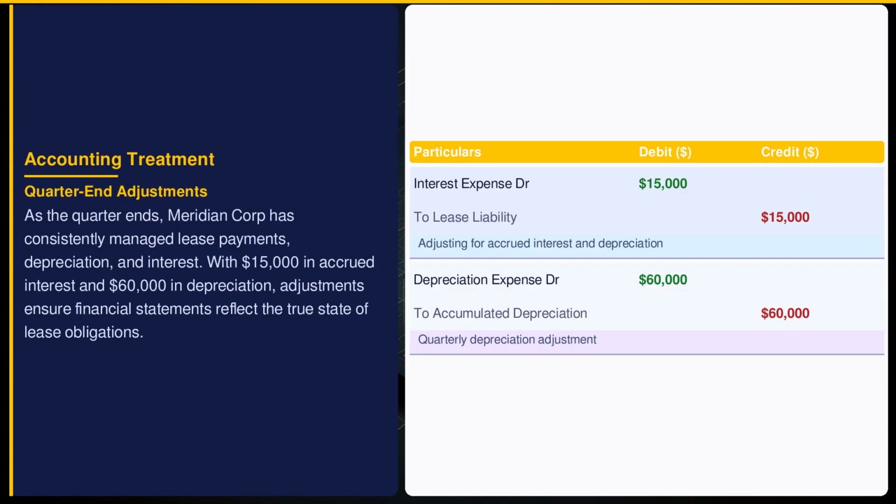Quarter-end adjustments are crucial for accuracy, ensuring all accrued expenses are accounted for. AASB 116 mandates this to reflect ongoing lease costs. $15,000 in interest and $60,000 in depreciation align the ledger with actual expenses, providing stakeholders with clear insights into operational efficiency and financial obligations.